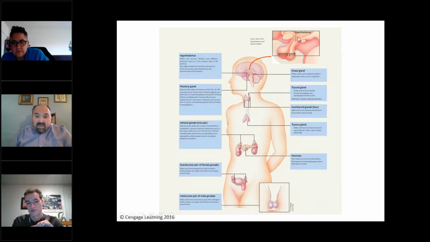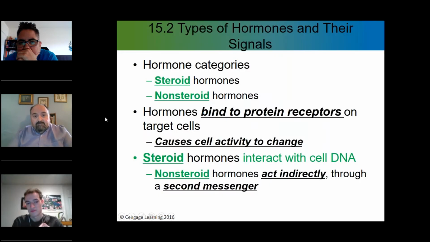And you'll see in this upper right-hand corner the hypothalamus area, part of the third ventricle, and its connection to the pituitary gland via what we call the pituitary stalk, or another term used, the infundibulum. It's just a connection between that part of the brain and the pituitary gland itself. Okay, and you'll see the other glands that we have listed here, and we'll be talking about them in detail.